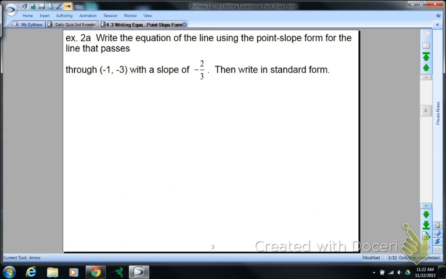Okay, example 2a. Write the equation of the line using the point form of the line that passes through (-1, -3) with the slope of -2/3. Then write in standard form. Guys, we are going to skip the standard form for today. I'm going to wait and teach standard form when we come back from Thanksgiving. So we're not going to deal with standard form, so you can ignore that for right now. You don't have to write those directions.